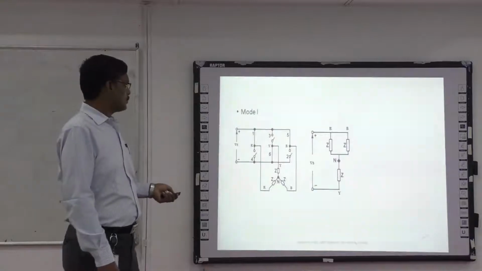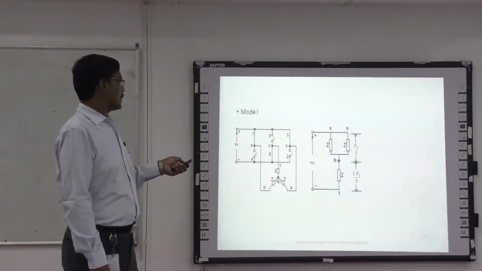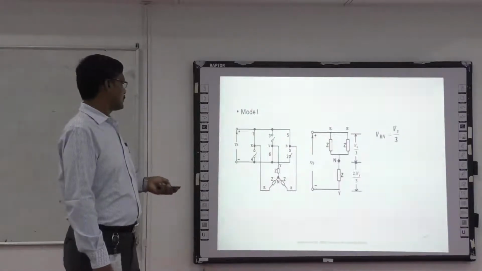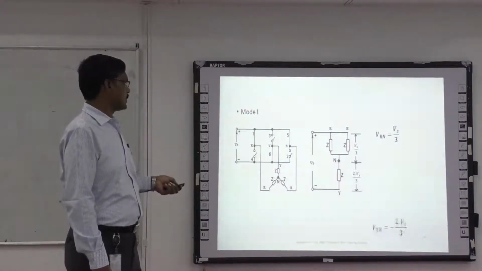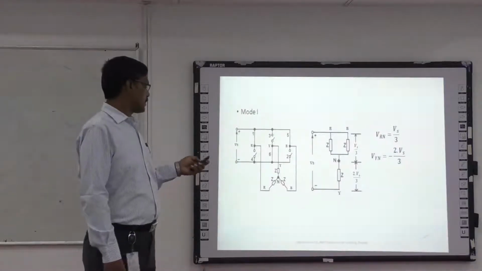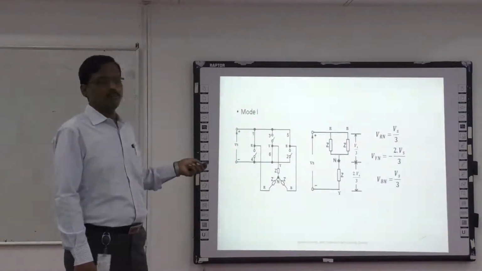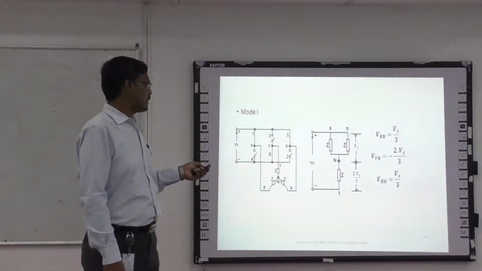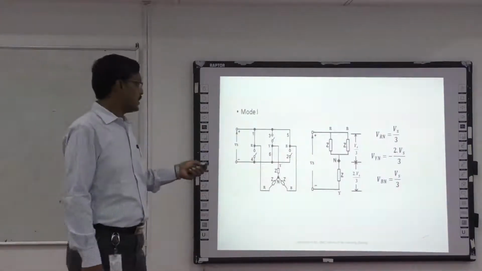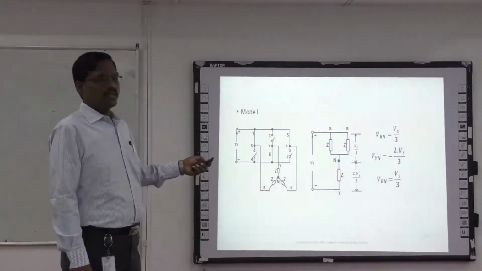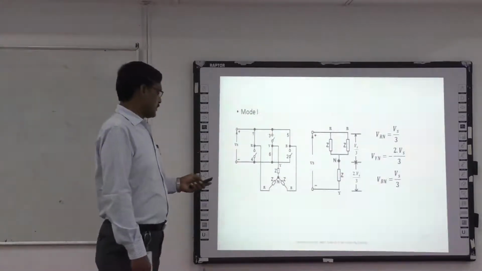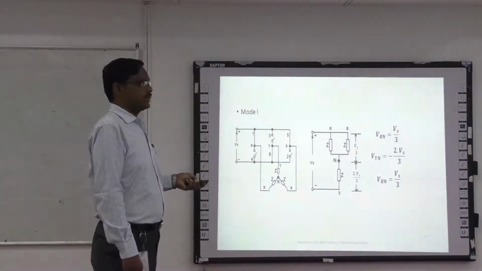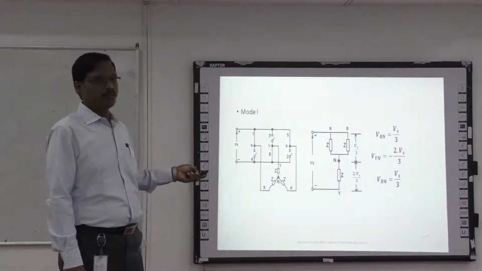In this mode, the switches 5, 6, 1 are conducting. Here 2 upper switches are conducting and 1 lower switch is conducting. During this mode of operation, the phase voltages are: VRN is Vs by 3, then VYN is minus 2 Vs by 3, and VBN is Vs by 3. Here we have VRN and VBN as positive voltages, and VYN as the negative voltage.